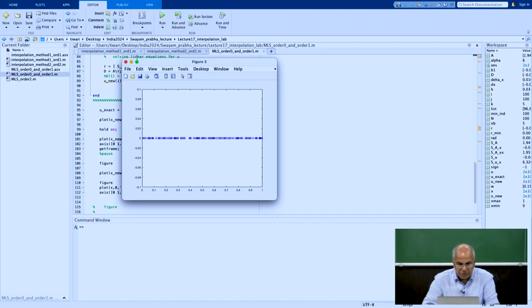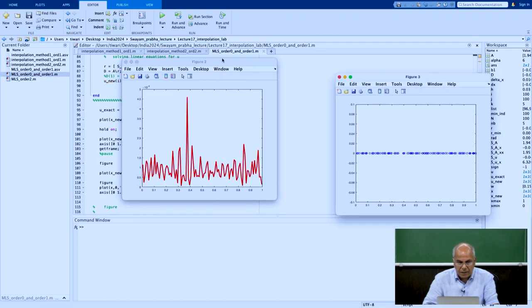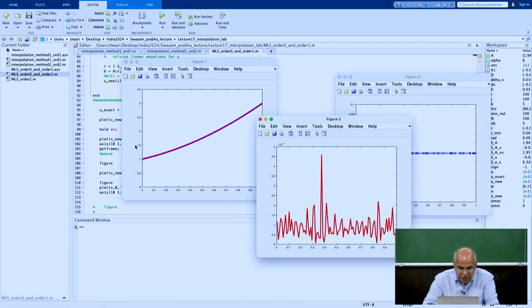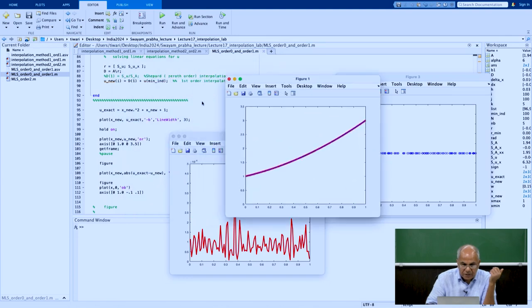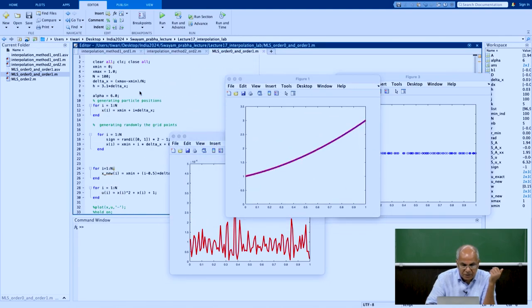Yeah, you see now, the zeroth order had given us the oscillation. But if you jump to the first order, we get a very smooth solution, even though our grids are very, very irregular here. You see, it's randomly distributed. Now our error is maximum 4.5 times 10 to the power minus 4. It is as good as our regular grid. So let us see with the same number of points how much it is with the regular grid.